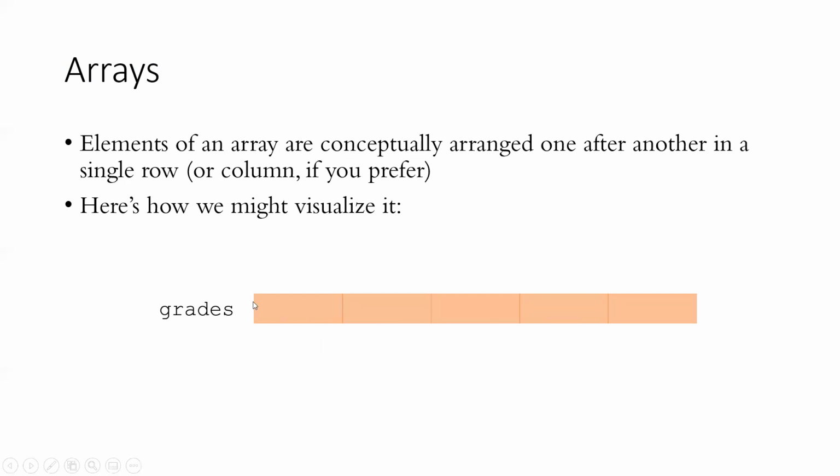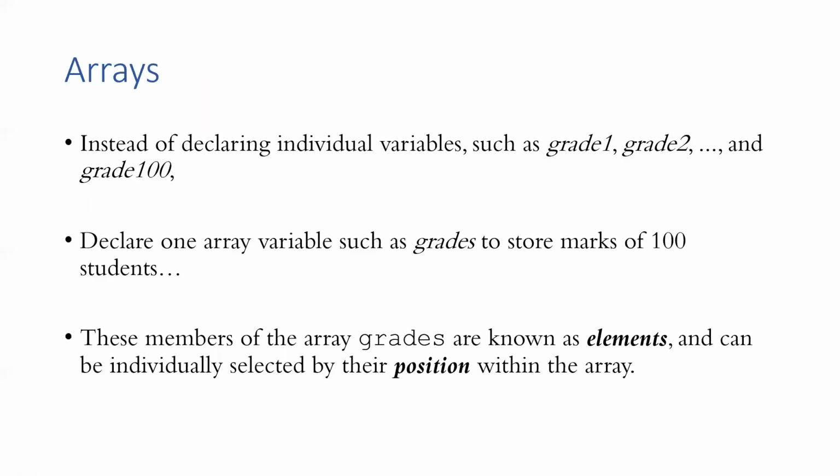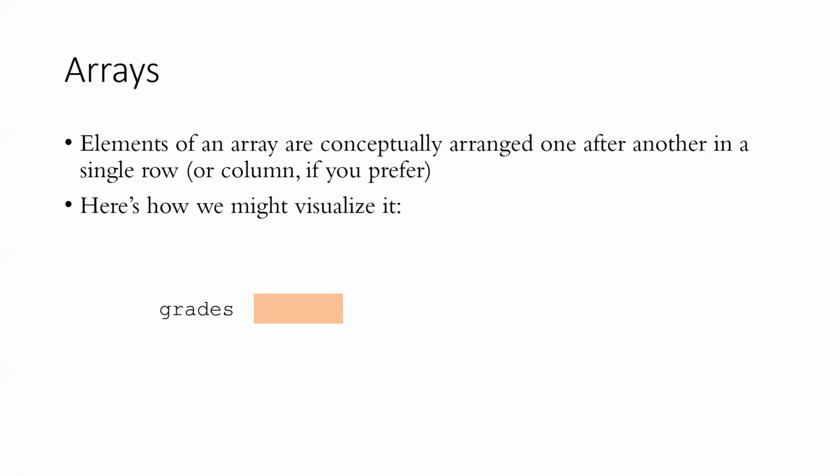We have mentioned before that the elements of an array can be individually selected by their position. Meaning, if we want to access the first element, or the first grade of the student, you base it on its position in the array. First student, so you select this one. If you need the grade of the second student, you select this grade, the one that is second in the grades array.